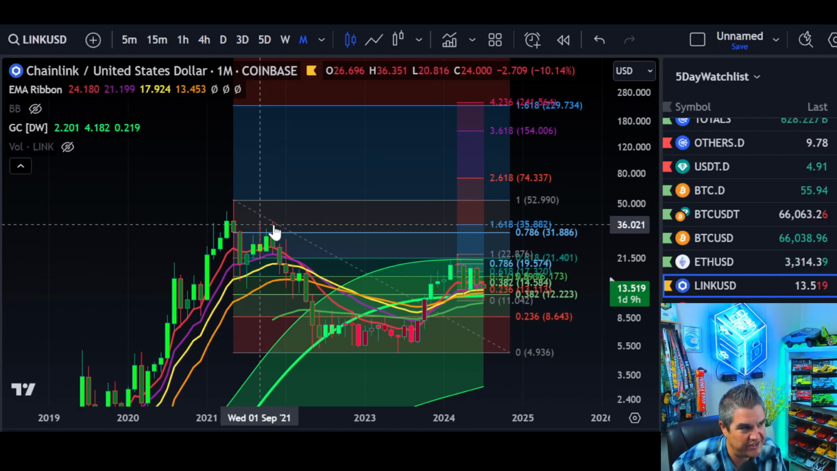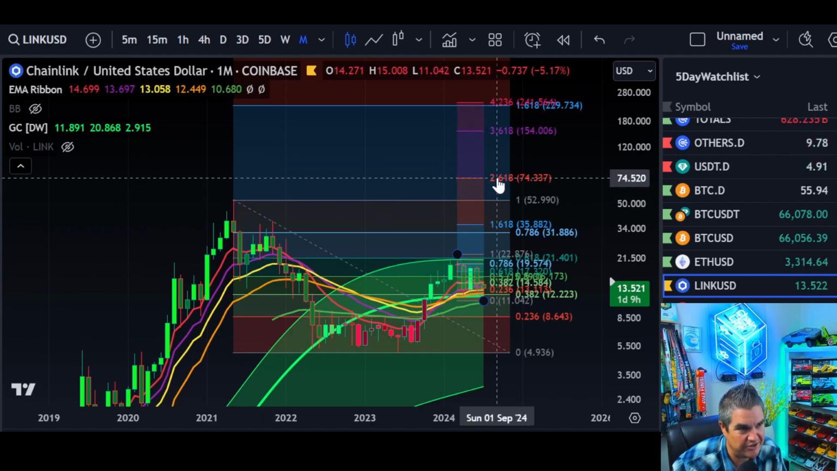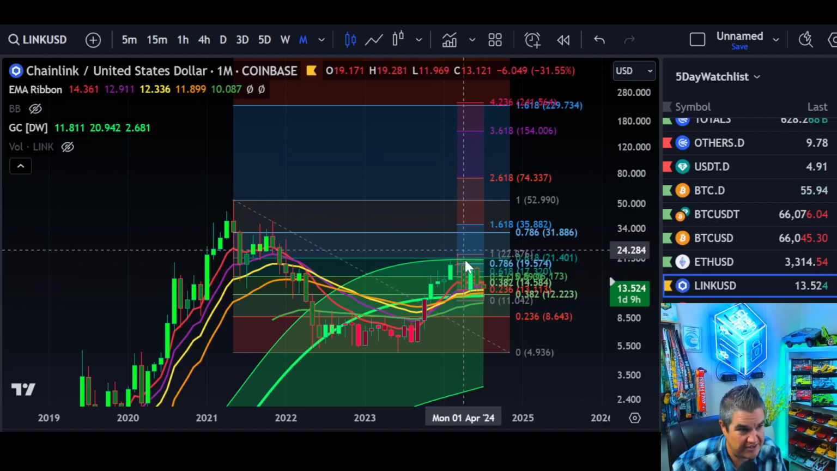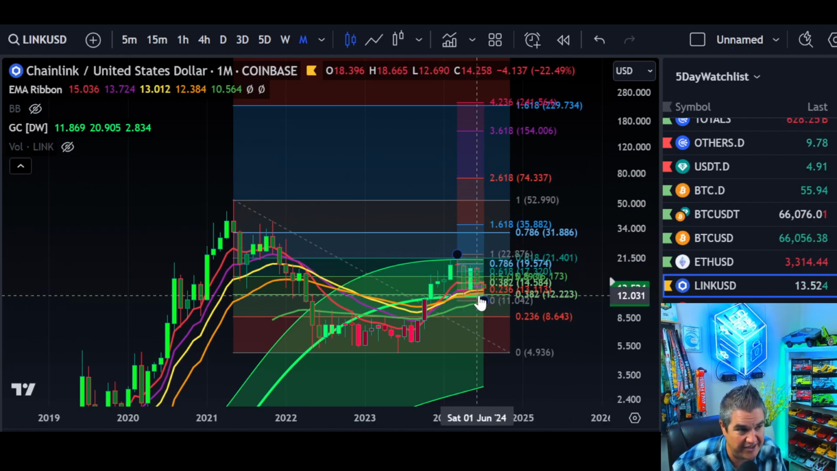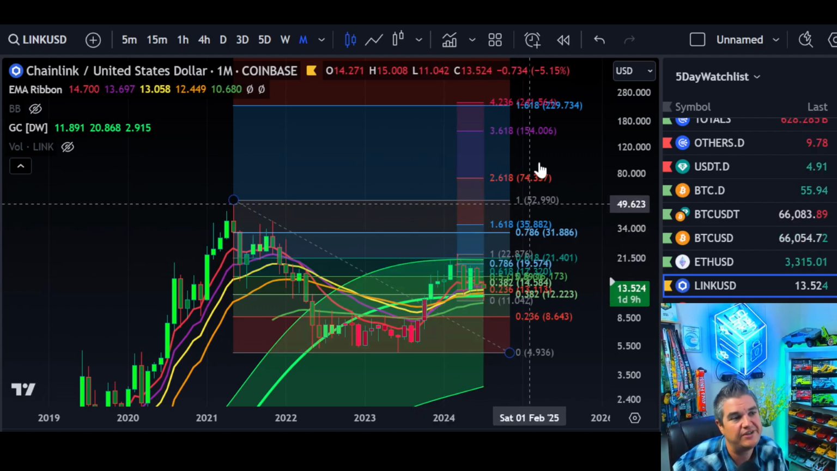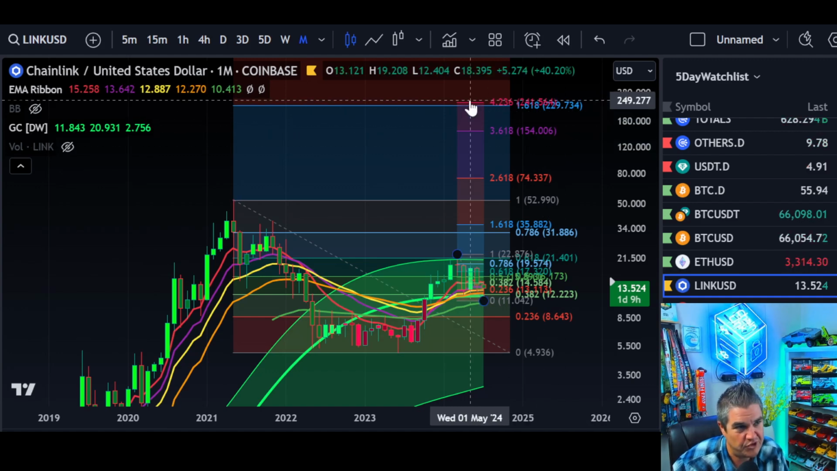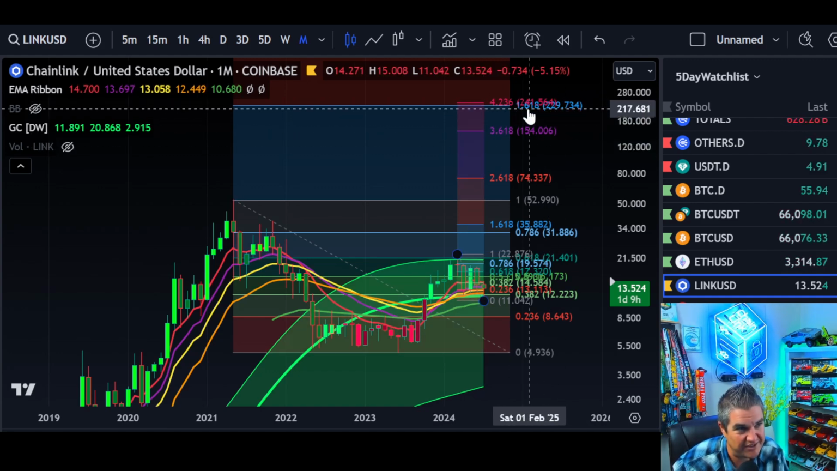Also range high wicks over here. If we break our all-time highs, we're looking at our 2618 at just shy of $75. That's of this move here. These are monthly candles, but again, this translates over to weekly and daily as well if you want to do this yourself. And the 3618 is at 150, 154. And then we have our 423 and our 1618 on the macro scale, all rhyming around that 230, 240 level.